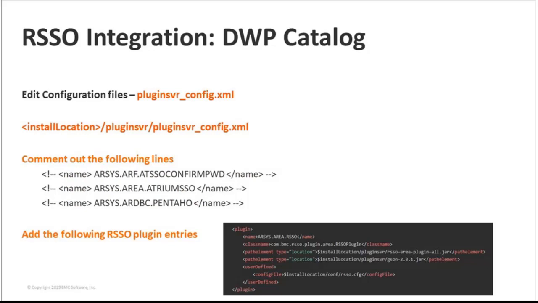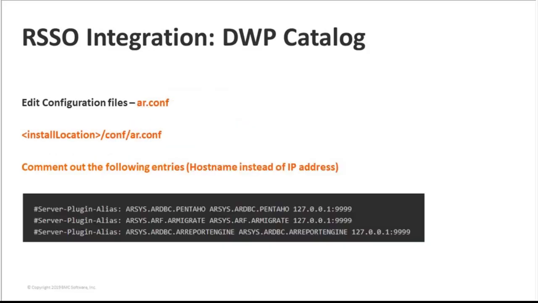Right, and in case of the ar.conf file, you will comment out the server plugin aliases for Pentaho, AR Migrate, and AR Report Engine, because we don't want this AR server to run these plugins.